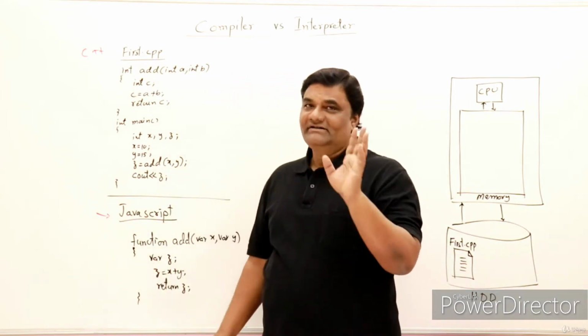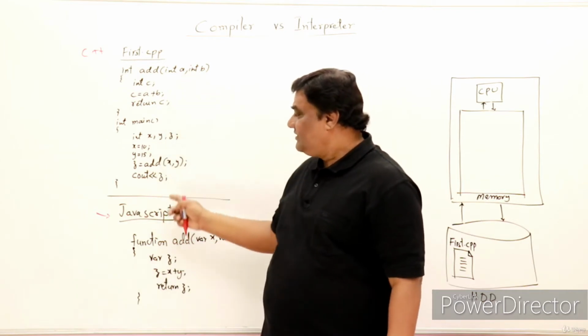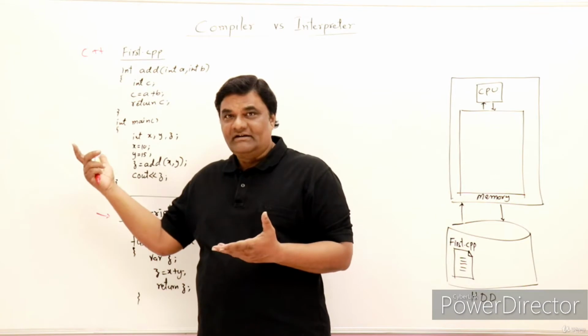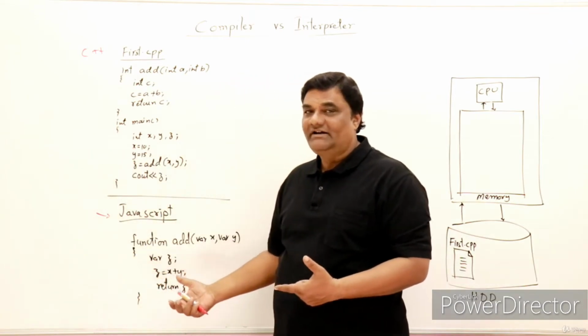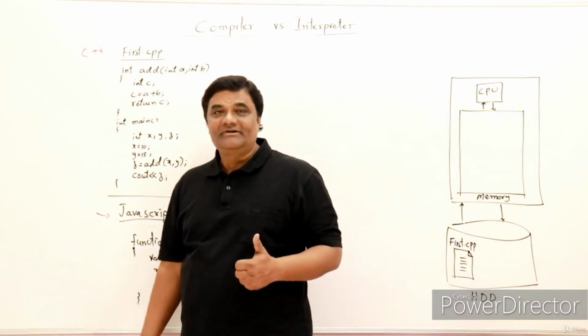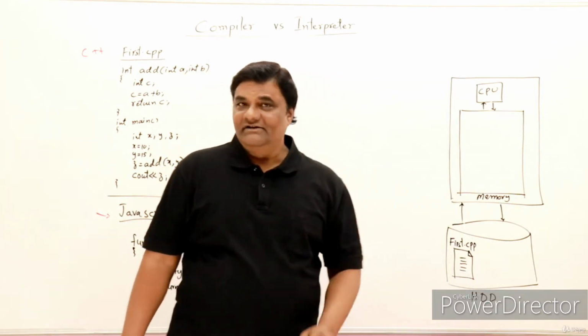This is interpreter based. So this is the source code I have written. This is not the machine code. This can be understood by a compiler and human beings. This can be understood by an interpreter and human beings. So I have taken an example of a compiler based language and an interpreter based language. Now let us understand the differences.